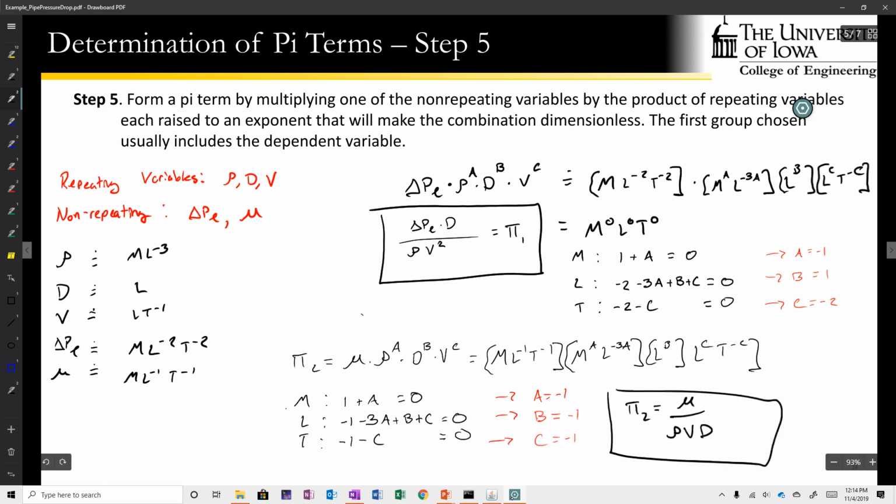If you do rho v d over mu, then that's a predefined dimensionless variable called the Reynolds number. So it's more familiar, more standardized. And so we tend to do that instead of this form that we derived.